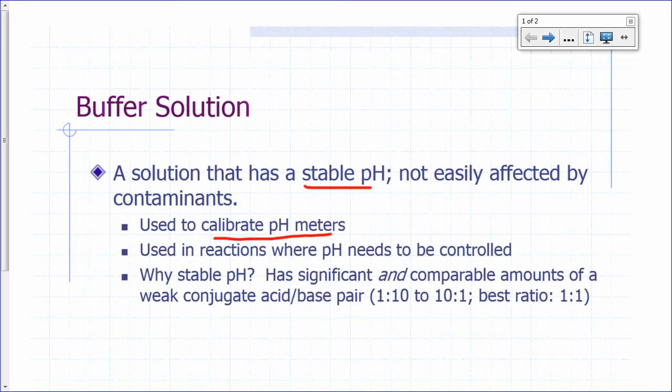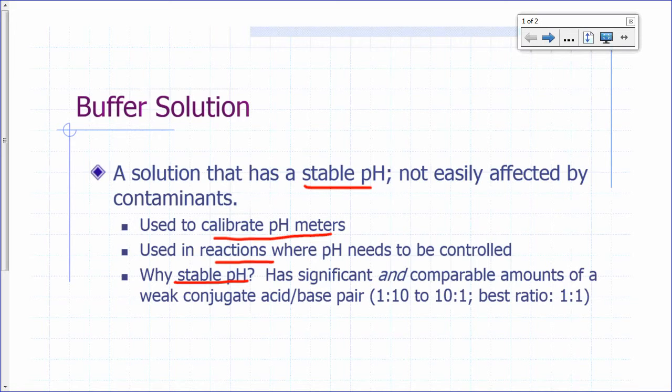And so we want to make sure that the solutions that we're using to calibrate it against would have a reliable pH. Now, buffer solutions are also used in reactions where you need to control the pH. The question is, why do these buffer solutions have a stable pH?